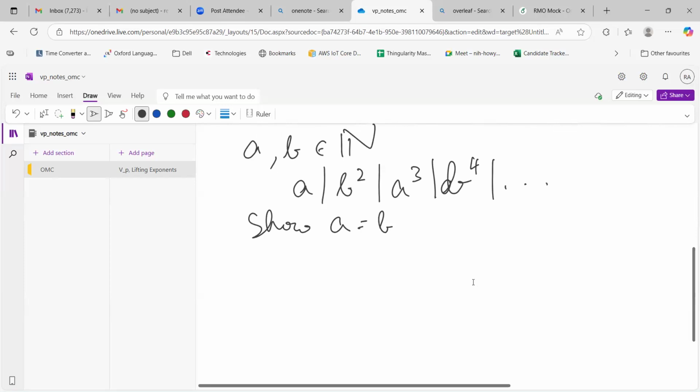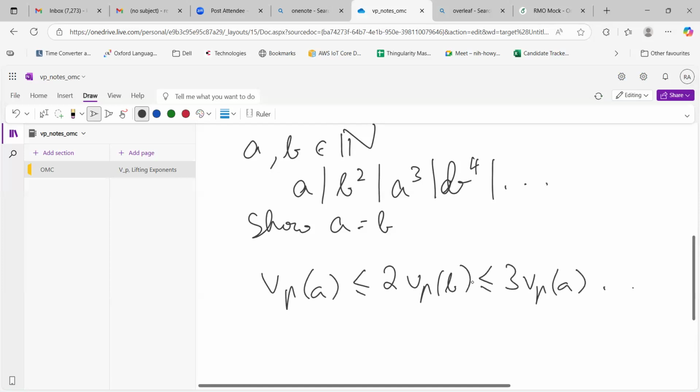For all primes, VP of A must be less than or equal to 2 times VP of B. Then for the next one, VP of B should be less than or equal to 3 VP of A. Yes. So we have VP of A is less than or equal to 2 VP of B, which is less than or equal to 3 VP of A, and so on. Can we try and relate VP of A and VP of B like this?